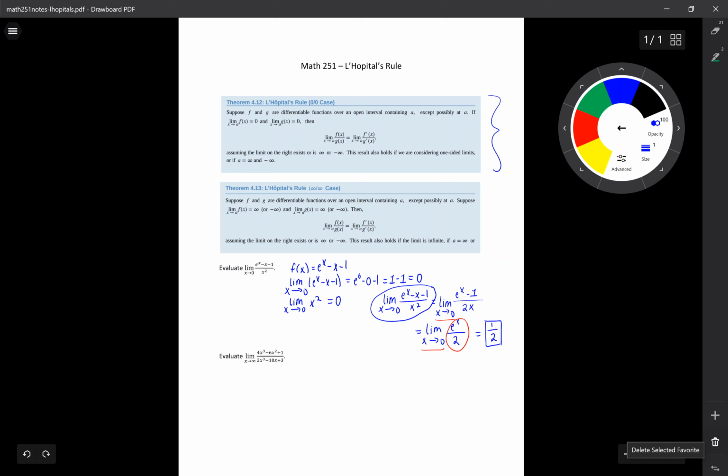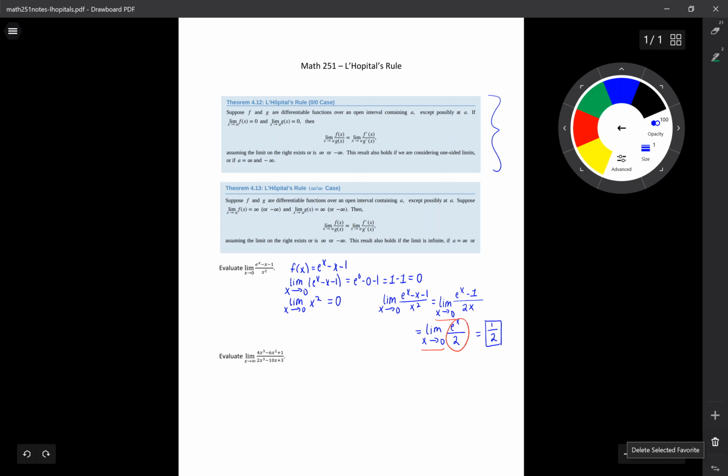We also have to be careful to make sure that we actually have either 0 over 0 or infinity over infinity. If we had, for example, 0 over infinity or infinity over 0, we can't apply L'Hopital's rule. It has to be one of those two flavors. So let's take a look at another example.